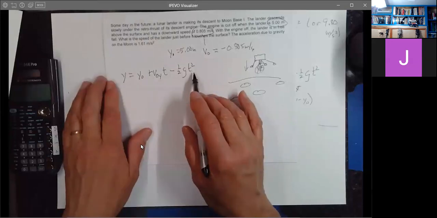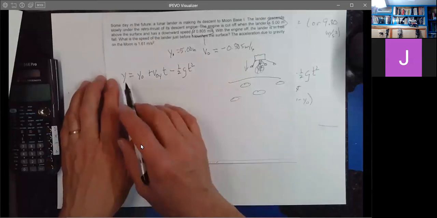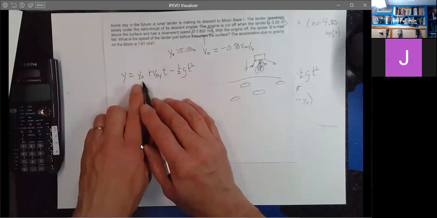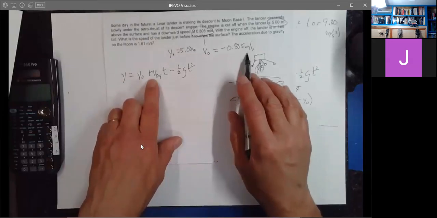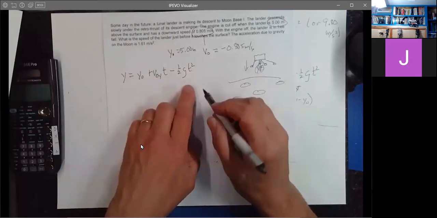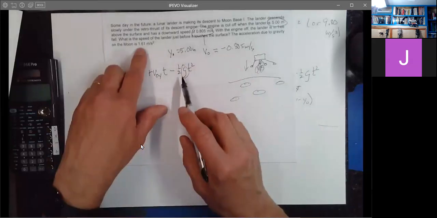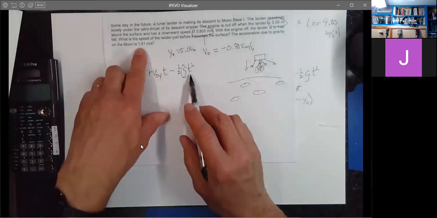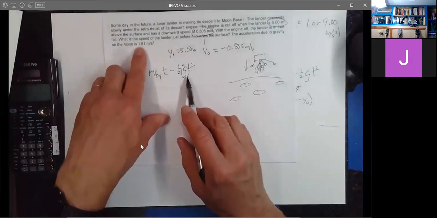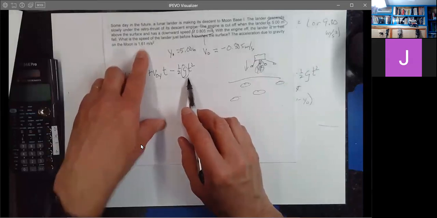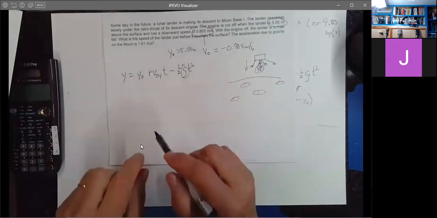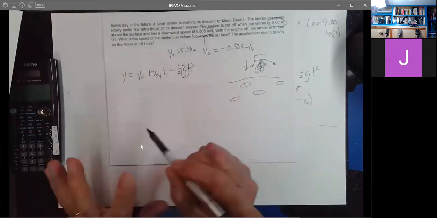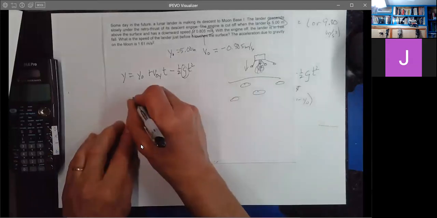So one way to solve this problem would be to set this equal to 0, this equal to 5 meters, this equal to minus 0.805 meters per second, and this is going to be not 9.81 meters per second squared, but 1.61 meters per second squared, because the acceleration due to gravity is different on the moon, because the moon has less mass and a smaller radius, combining to give it that value. Another way to do this, though, is to say this.